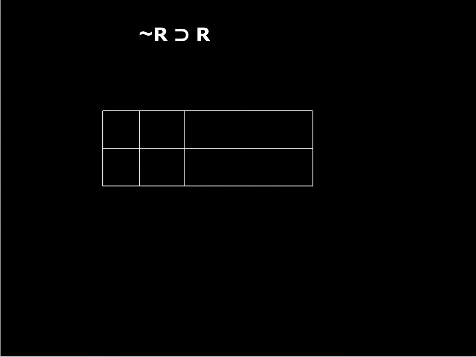How many columns are we going to need? Well, we're going to need 1 for every component. So we're going to need a column for R, for not R, and then for if not R, then R. So we're going to need 3 columns. So the truth table is going to look like this. 2 rows, 3 columns.